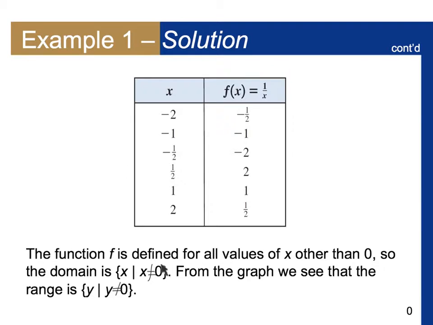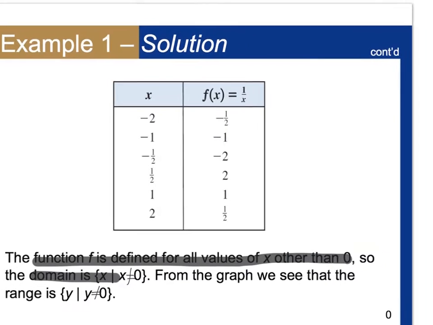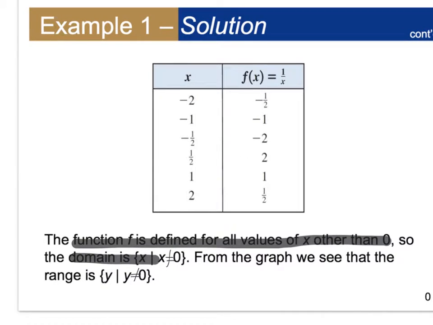So we can say the function f is defined for all values of x other than 0. So the domain is the set of all x such that x is not equal to 0. And then from the graph, we'll see that the range is the set of all y such that y is not equal to 0. We would have to observe that from the graph or find the inverse function.